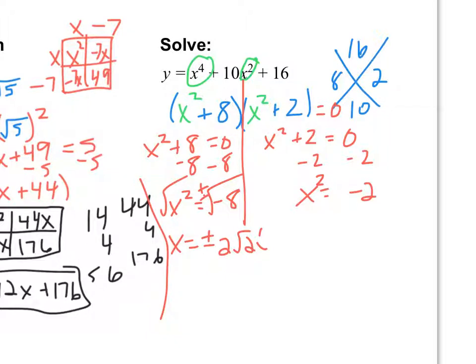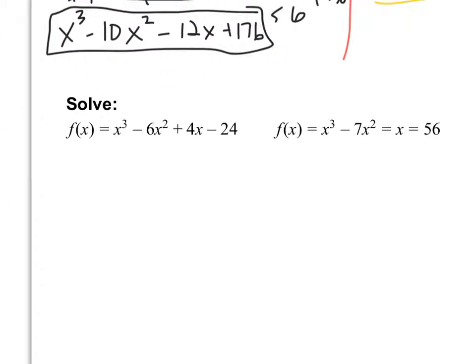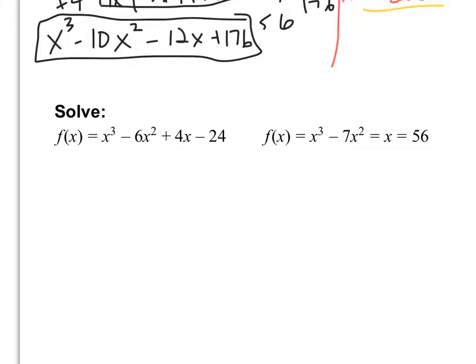All right. Subtract 2 from both sides. Square root. Don't forget your plus and your minus. So x equals plus or minus square root of 2i. And there are my four answers: plus or minus 2 root 2i and plus or minus square root 2i. Yay! All right. The other way is to graph.